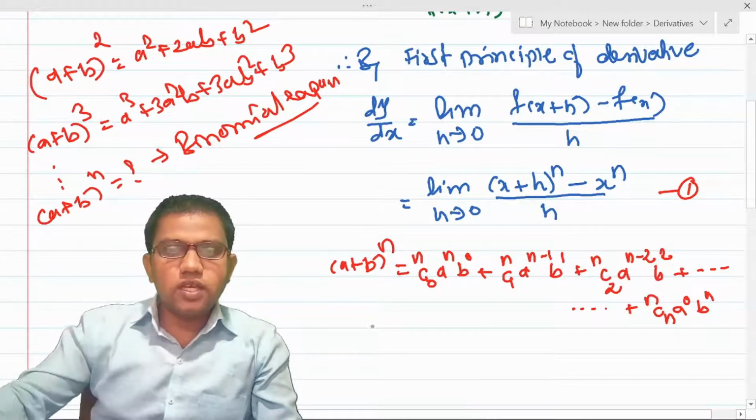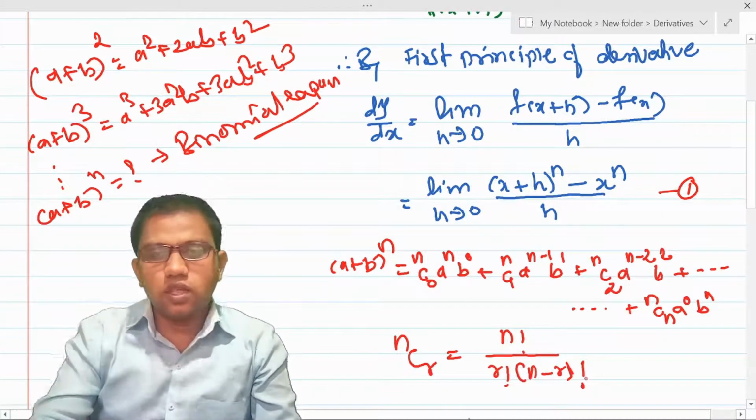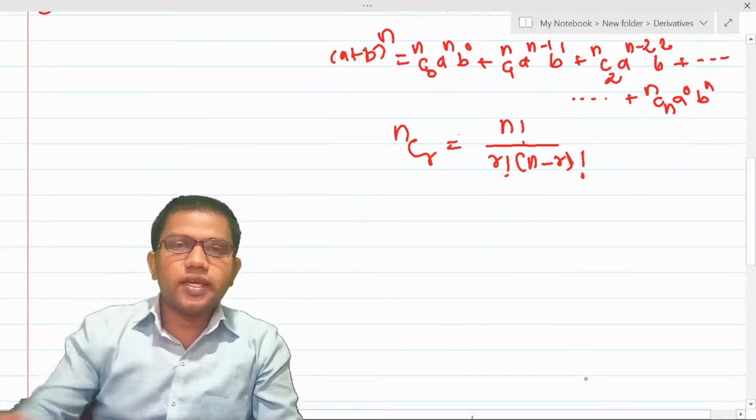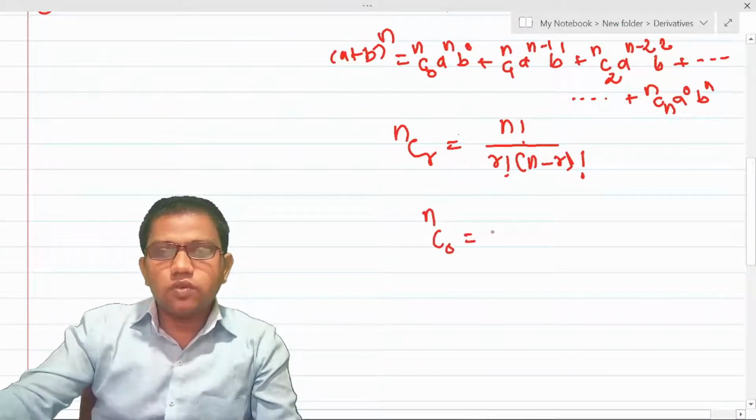And what is nCr? nCr is nothing but the combination, n factorial divided by r factorial into (n minus r) factorial. From this, we will get that nC0 is equal to 1.